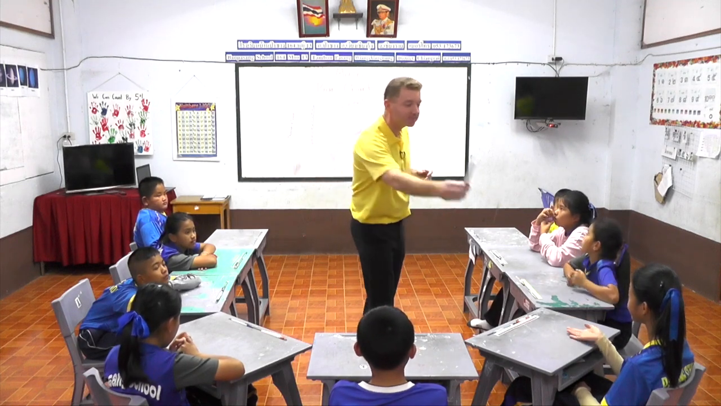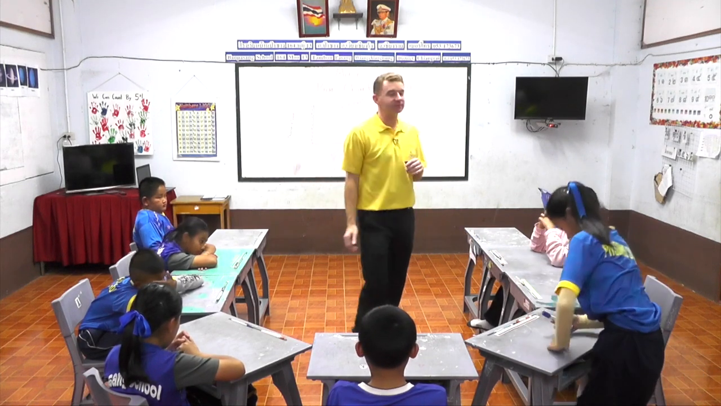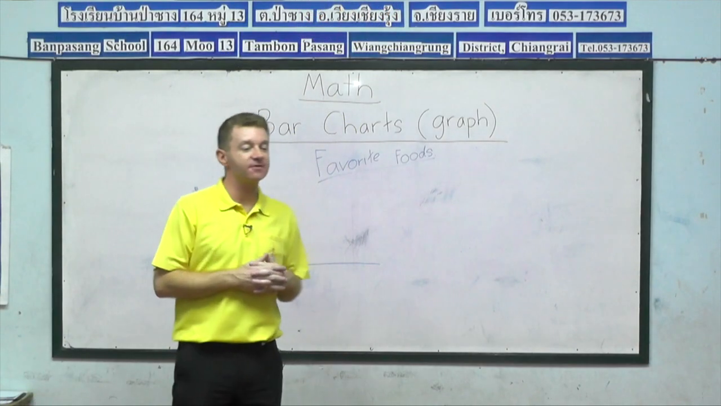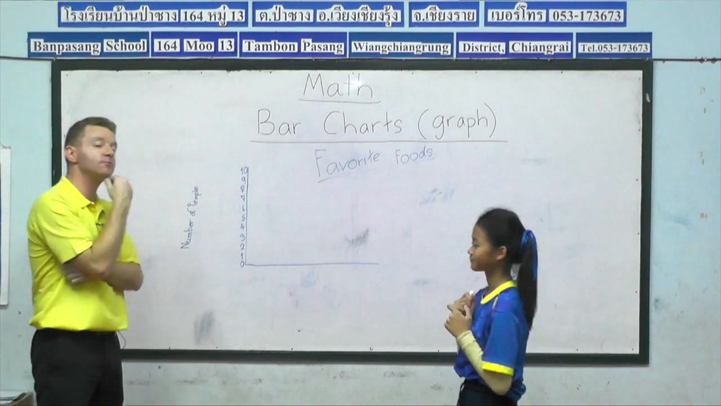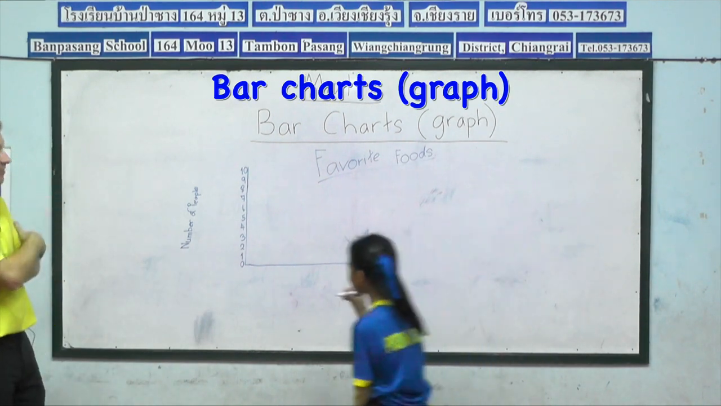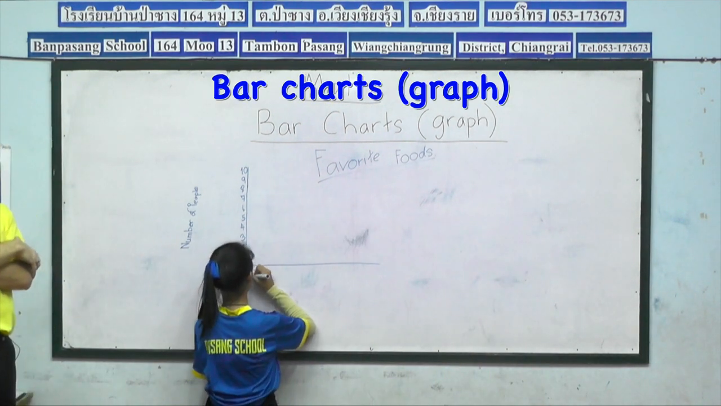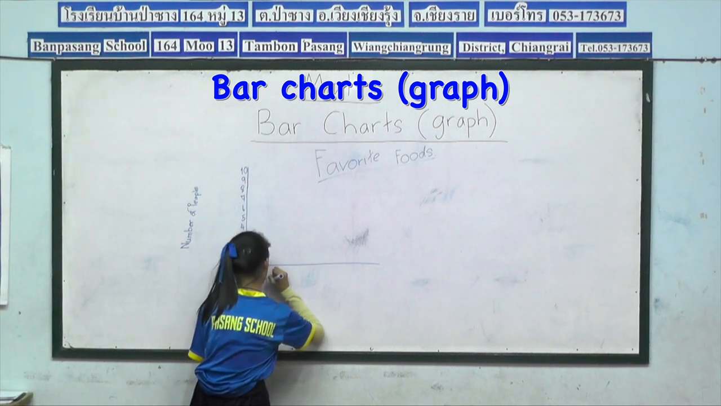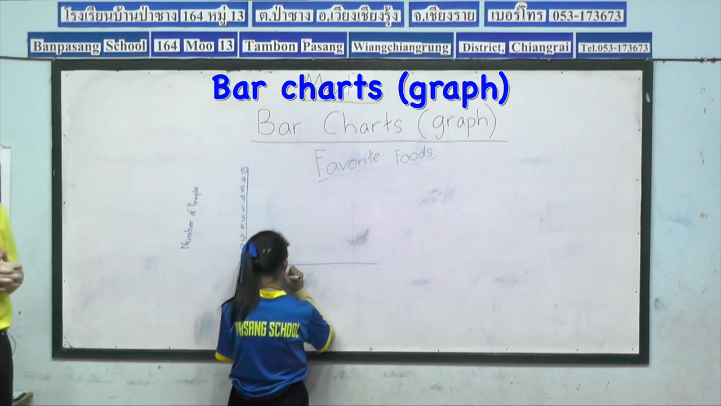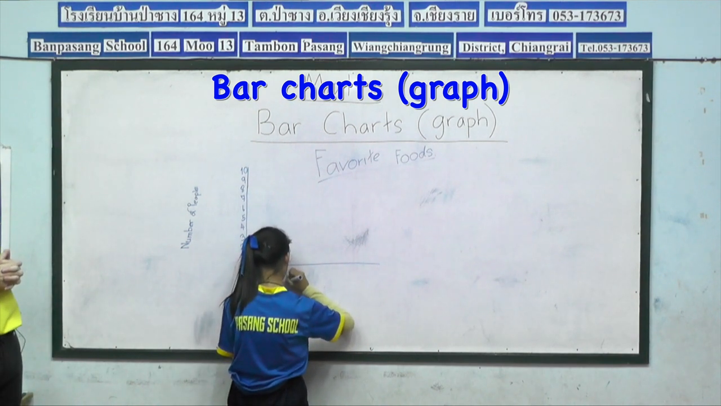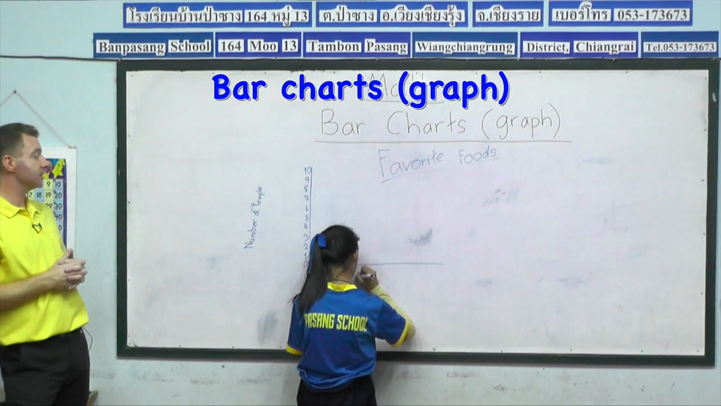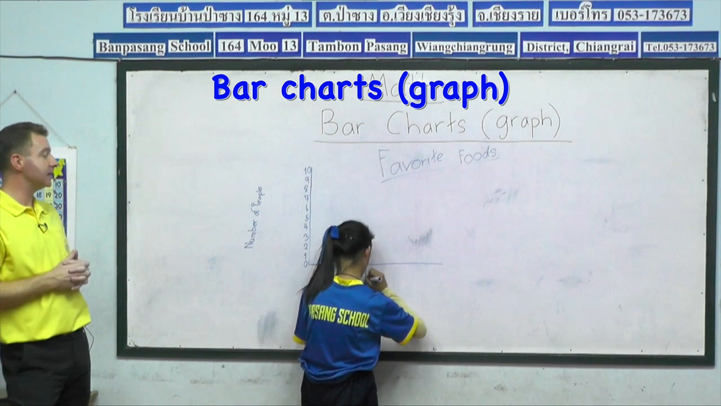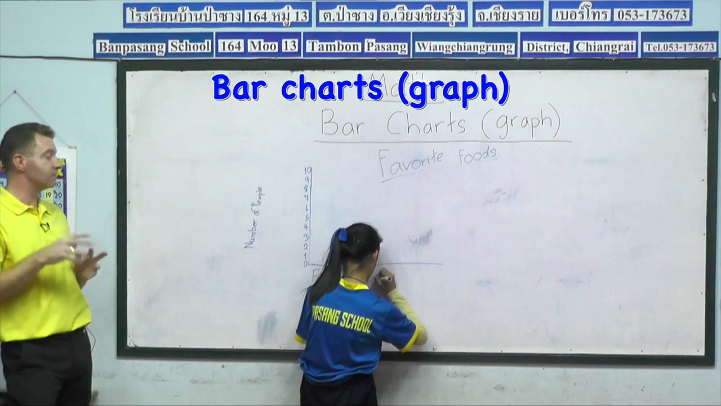I know, Dan. Come and join me at the front, please, Dan. So let's see if we can have about four different categories. Who can give Dan some examples? Fish. That's a good example. F-I-S-H. Chicken is another one. Well done. C-H-I-C-K-E-N. That's brilliant. We've got fish and chicken.